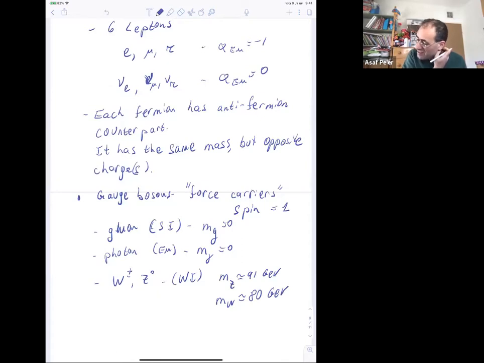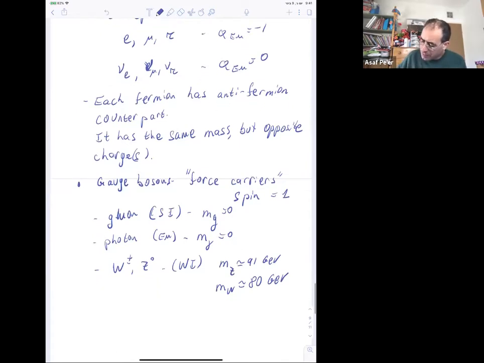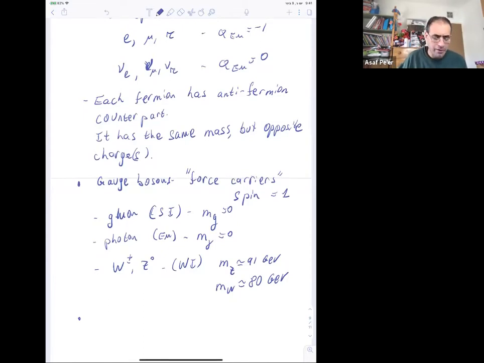And then the final particle that there is, is a spin zero particle, scalar, called the Higgs boson. So it's a scalar boson. It's called the Higgs. It has spin zero.